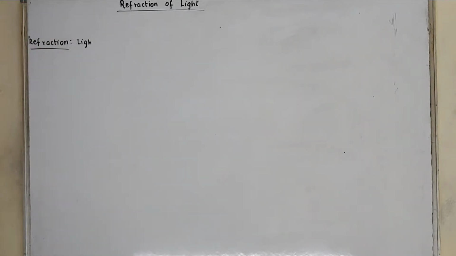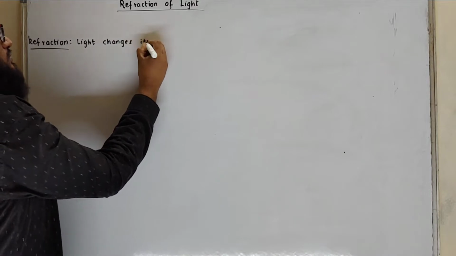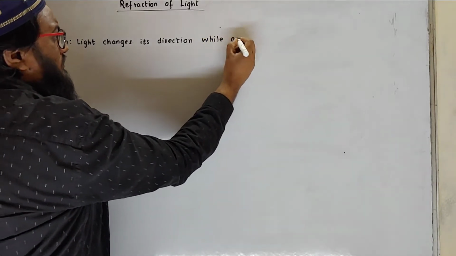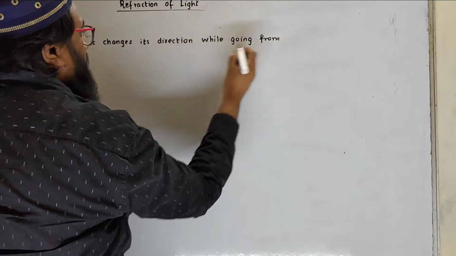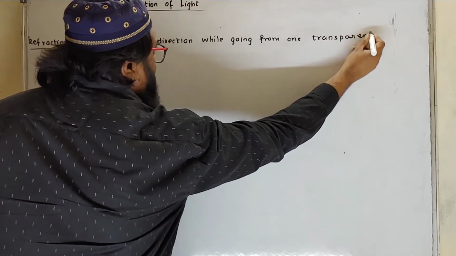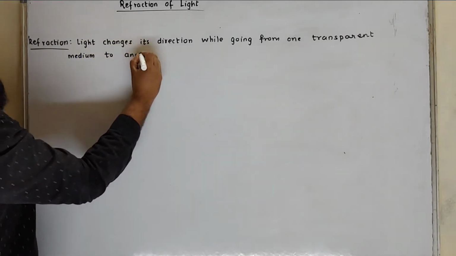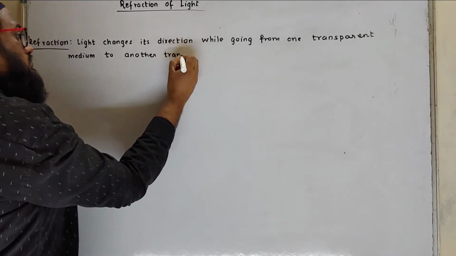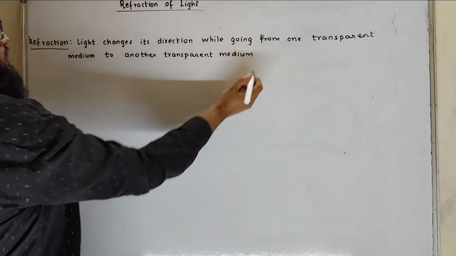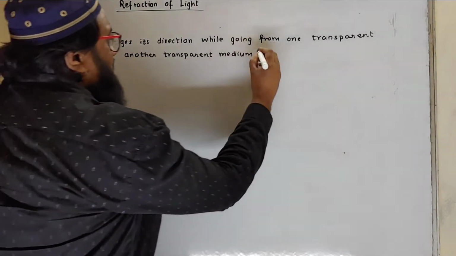So the definition is: light changes its direction while going from one transparent medium to another transparent medium. So the medium should be transparent. This is called refraction of light.